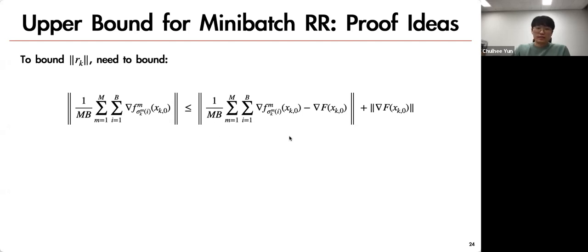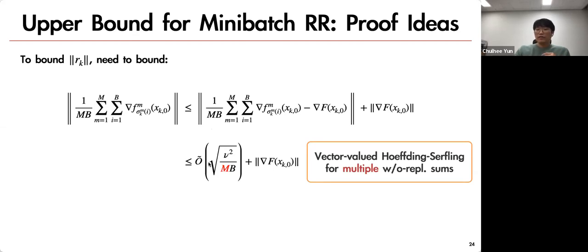The norm of this distance to the true mean. And using a concentration inequality lemma that we proved in the paper, we show that with high probability, the norm is bounded above by a factor that shrinks with m, the number of machines. So that's why we have the m factor in the convergence bound. And this lemma that we proved in our paper may be of interest because we extended the existing vector-valued Hoeffding-type inequality to the setting where there are multiple independent without-replacement sums.